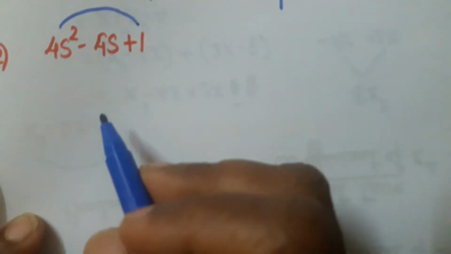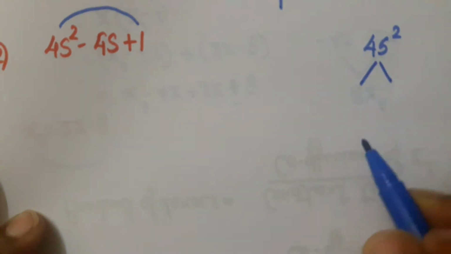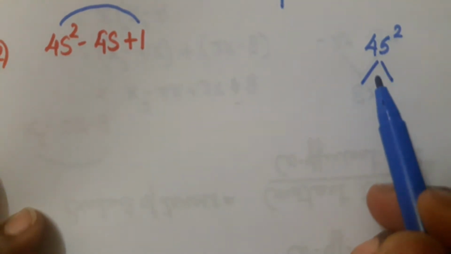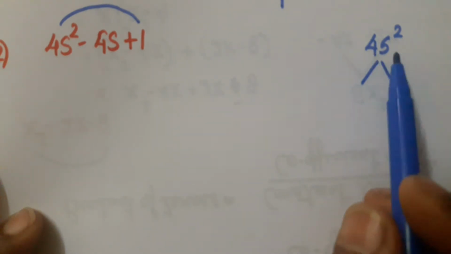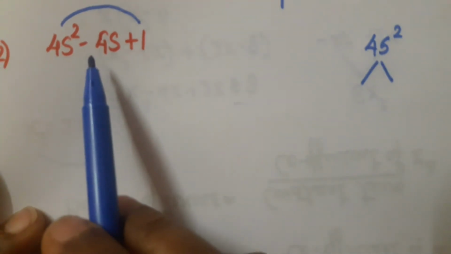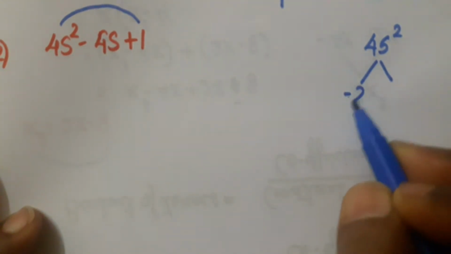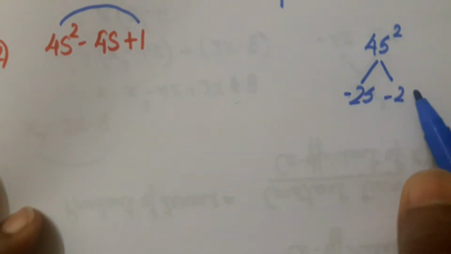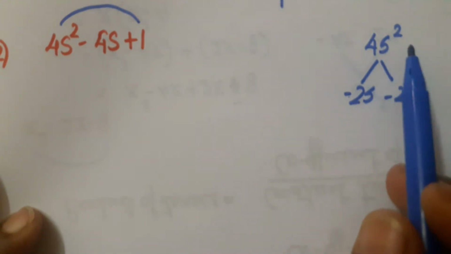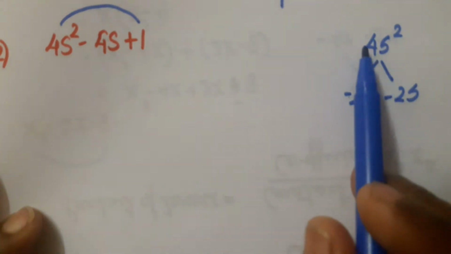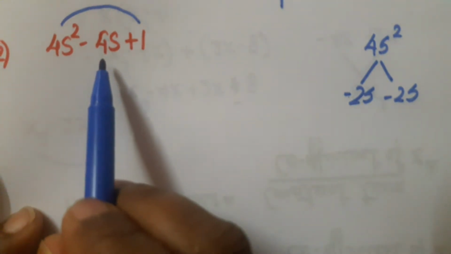So I have 4s square into 1 is 4s square. Okay, so we have to find two numbers which, when multiplied, give 4s square, and if you add them you should get minus 4s. In that case I will take minus 2s and minus 2s. When I multiply 2s and 2s I get 4s square, and minus into minus is plus. And minus 2s and minus 2s will give minus 4s.